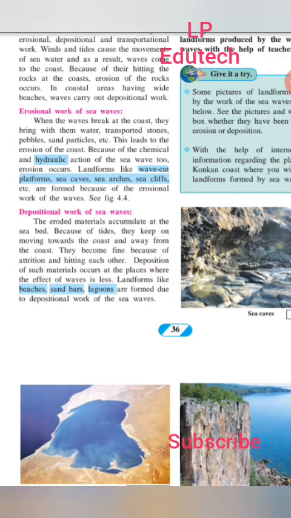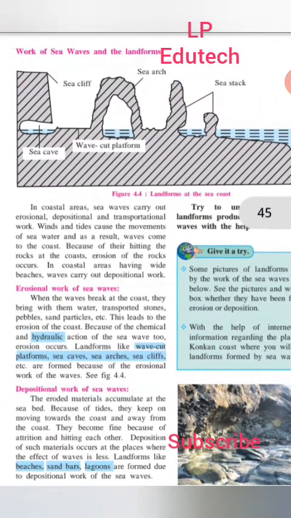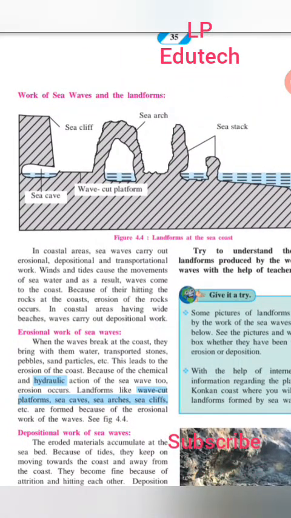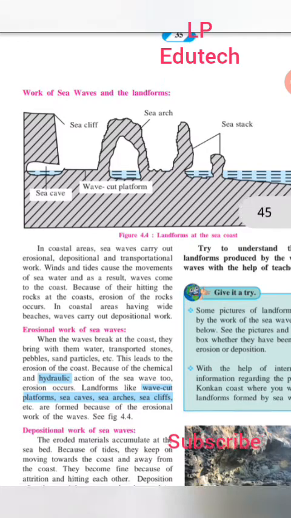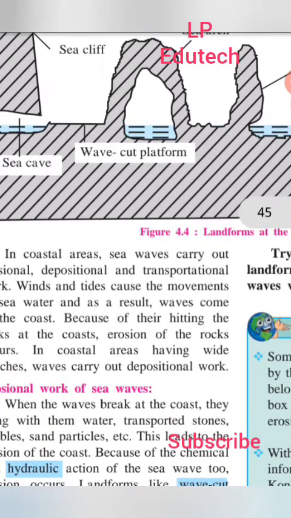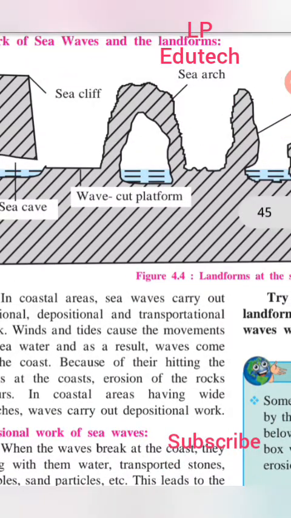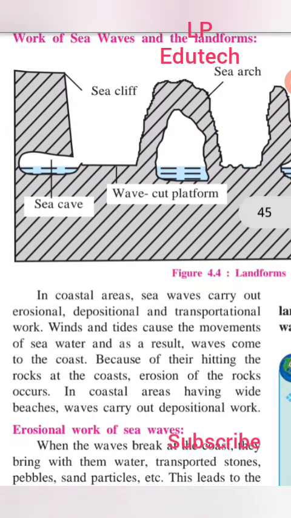Landforms like wave cut platforms, sea caves, sea arcs, sea cliffs, etc. are formed because of the erosional work of the waves. Now what are these terms? Let us look at these terms. First, the wave cut platform. Here in this picture, this is the wave cut platform. You are able to see this wave cut platform.